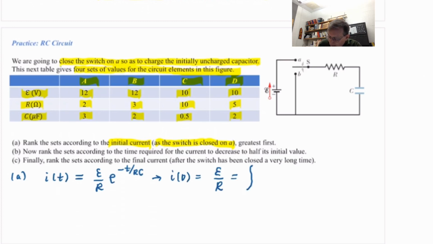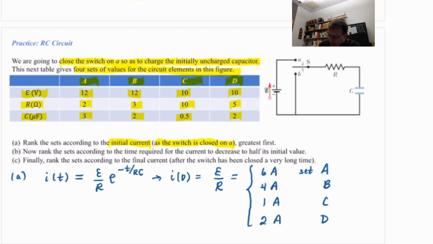And you get all the values of that for the 4 sets. What's E over R for set A? 12 divided by 2, I think. 6 amperes for set A. What's the EMF over R for set B? 12 over 3. 4 amperes for set B. For set C, we get 1 ampere. For set D, we get 2 amperes.